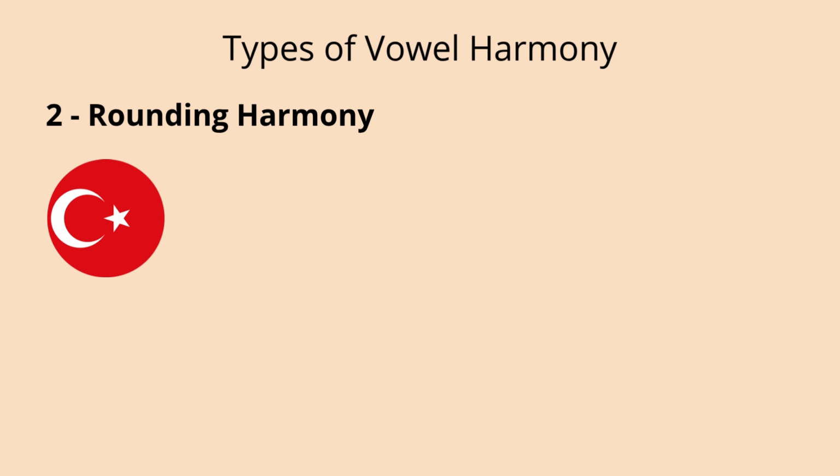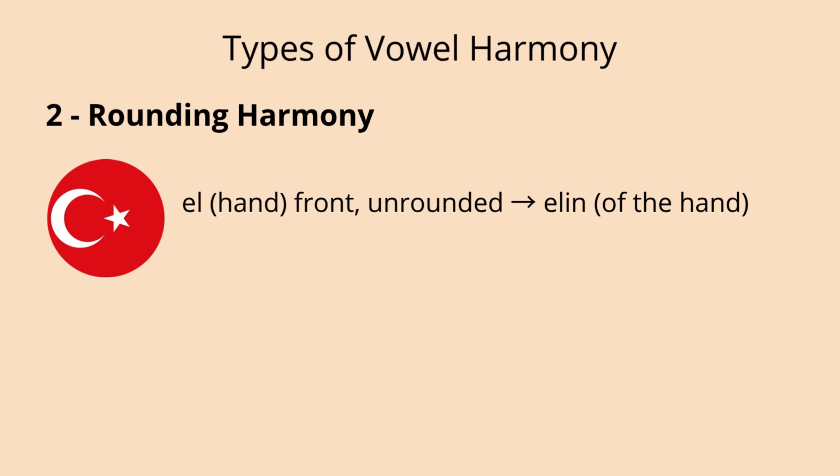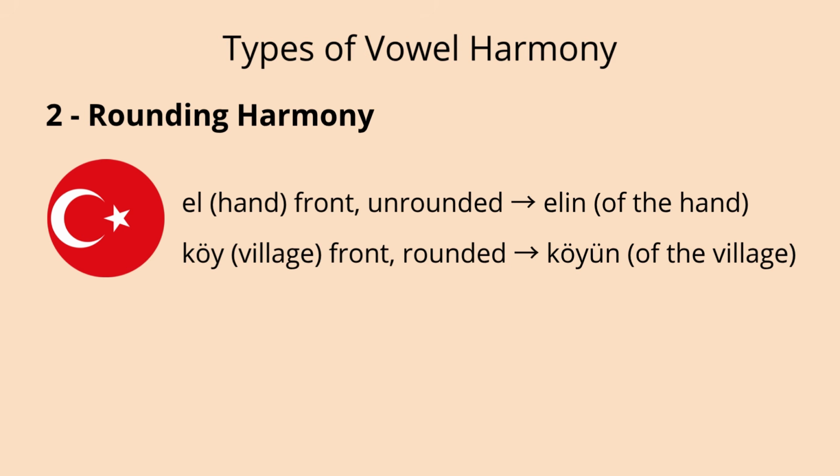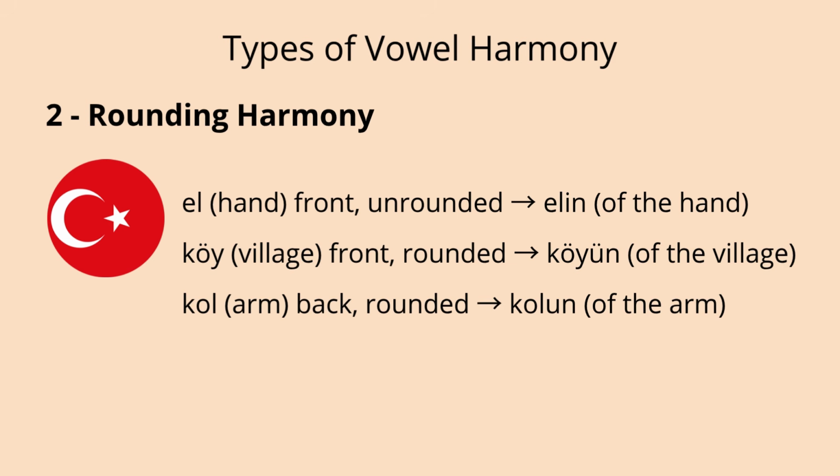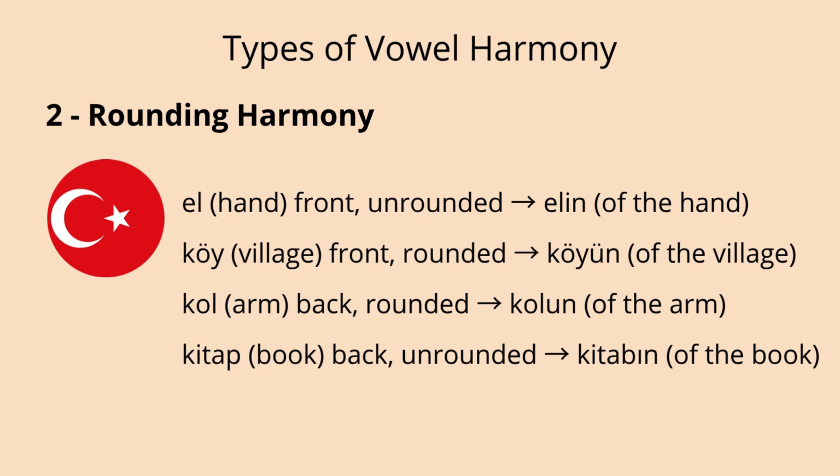Let's look at the genitive suffix, the equivalent of the English particle of. El, hand, with a front and unrounded e, becomes elin, of the hand. Köy, village, with a front and rounded e, becomes köyün, of the village. Kol, arm, with a back and rounded o, becomes kolun, of the arm. Kitab, book, with a back and unrounded a, becomes kitabın, of the book. Note that the word is an Arabic loanword that doesn't follow Turkish vowel harmony. The suffix thus adapted to the last vowel of kitab.